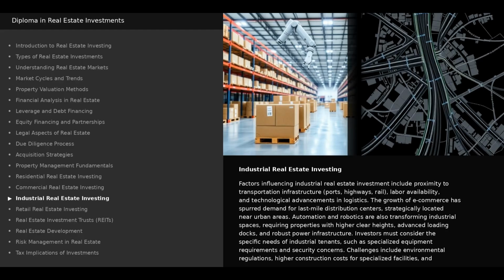Challenges include environmental regulations, higher construction costs for specialized facilities, and potential obsolescence if technology rapidly changes. Successful industrial investing requires a keen understanding of supply chain dynamics and future technological trends. This sector offers diversification benefits and resilience during economic shifts.